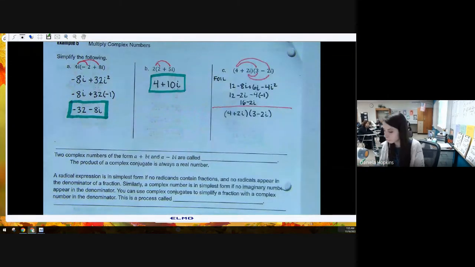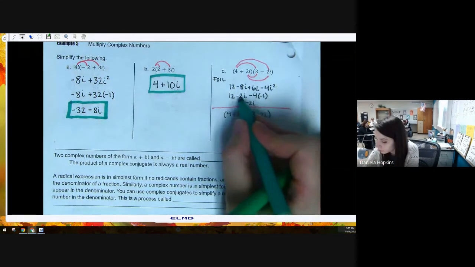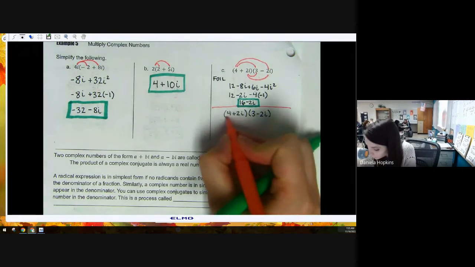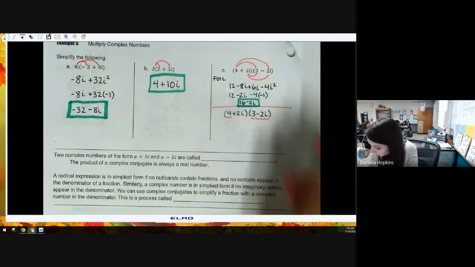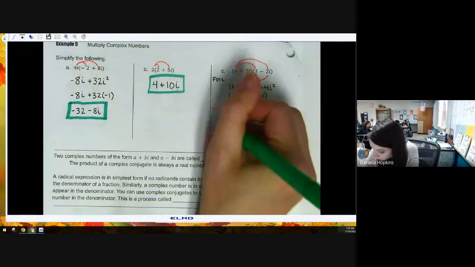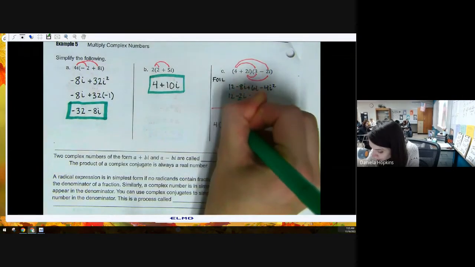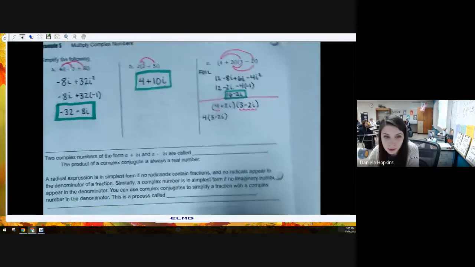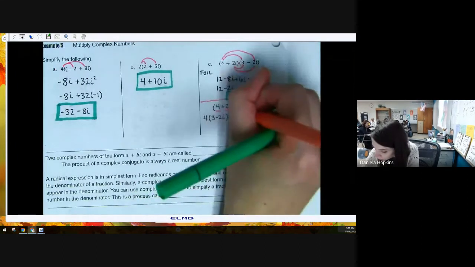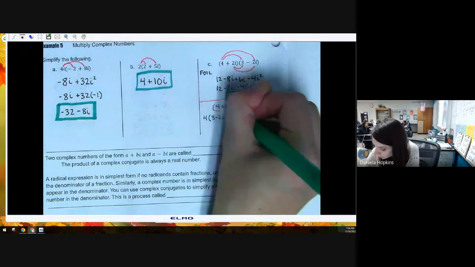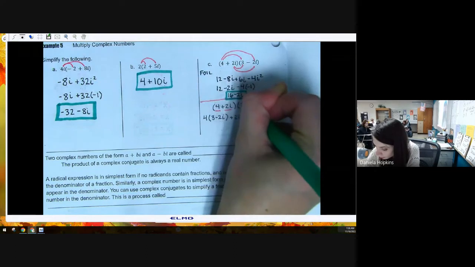That's solving using FOIL. Which again, if you're comfortable with FOIL, go for it. If you want to use the distribution method, you take this first number times this whole second parenthesis. So the setup would be 4 times 3 minus 2i. And then you'll take the second number times this whole second parenthesis. So plus 2i times 3 minus 2i.